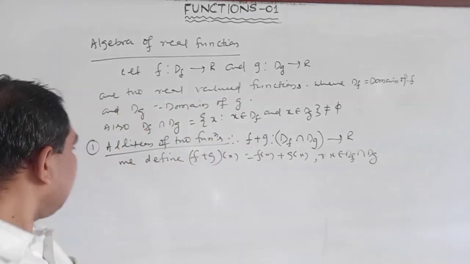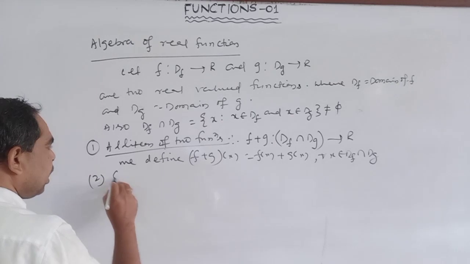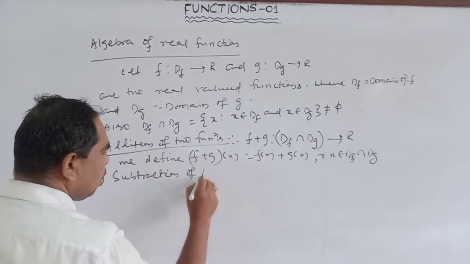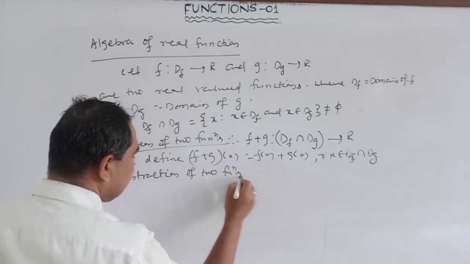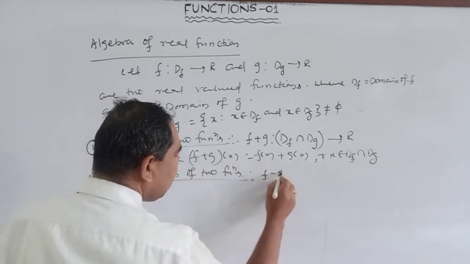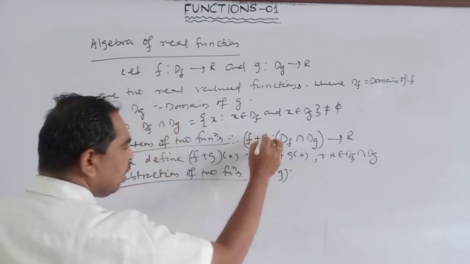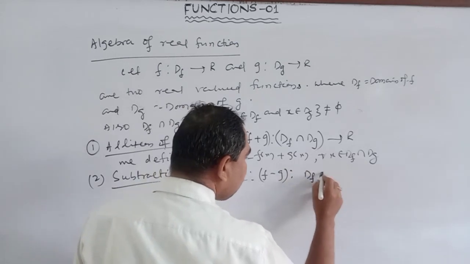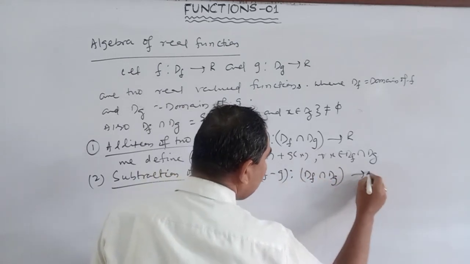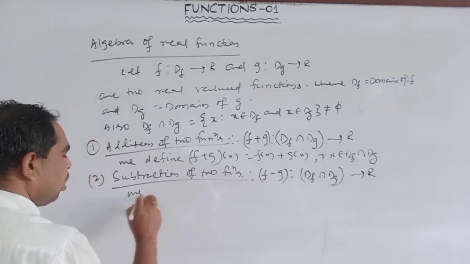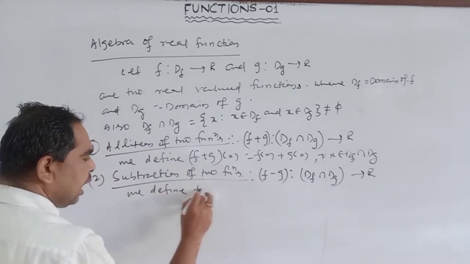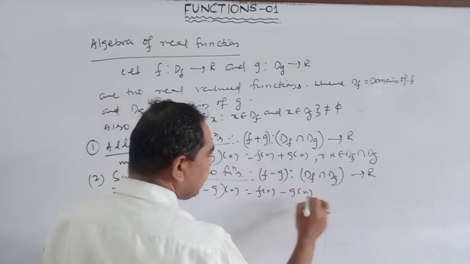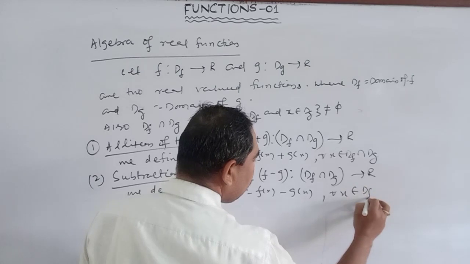Okay. Similarly for subtraction of two functions, same case. f minus g such that the new function has domain of f intersection domain of g to real number R. We define f minus g of x is equal to f(x) minus g(x) for all x belongs to domain of f intersection domain of g.